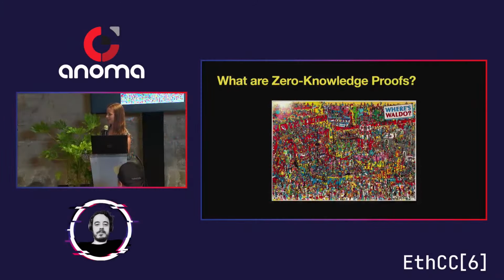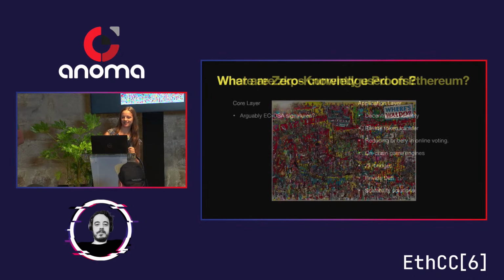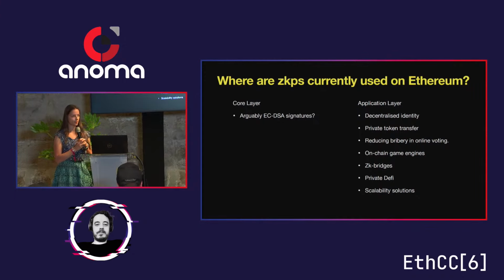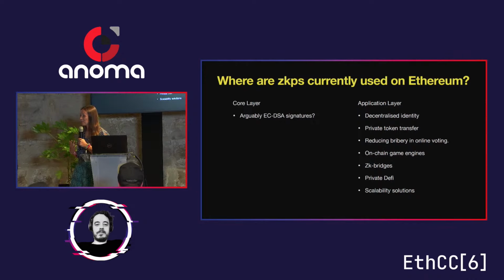Okay, I'm going to assume that that was the best explanation that's ever been given. In terms of where zero-knowledge proofs are currently being used in Ethereum, I would say that on the application layer, they are being used almost everywhere you look. I gave a number of examples on the slides: decentralized identity, private token transfer, reducing bribery, on-chain game engines, zero-knowledge bridges, private DeFi, scalability solutions. When it comes to the core layer, however, right now, maybe arguably, ECDSA signatures are a type of zero-knowledge proof. That's about it.